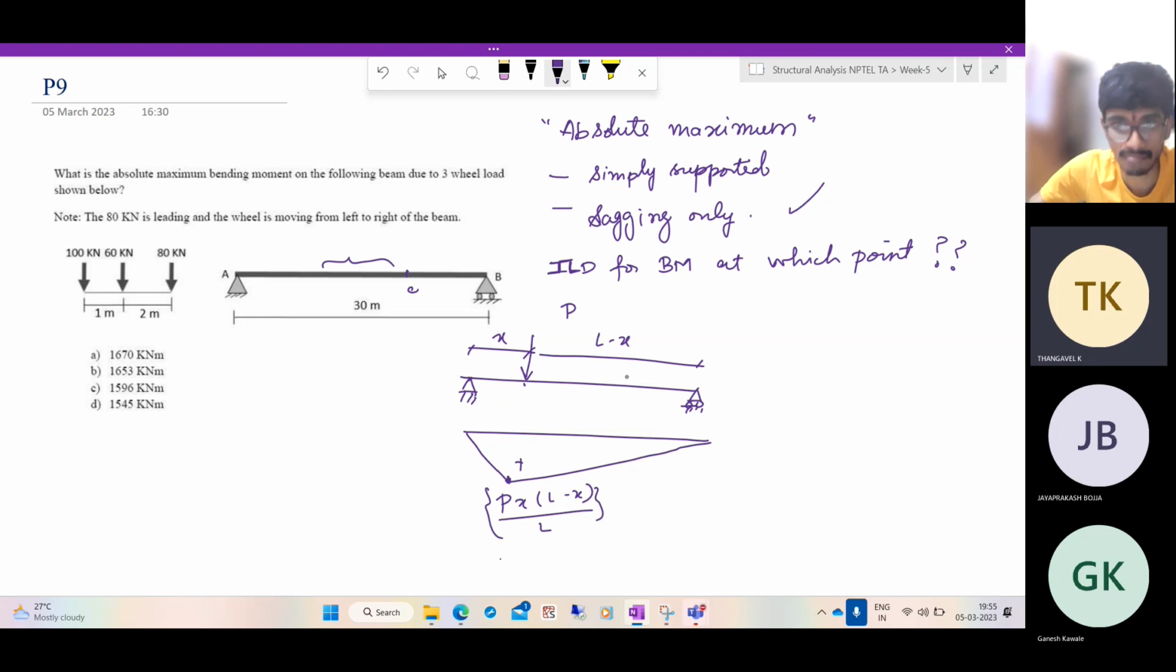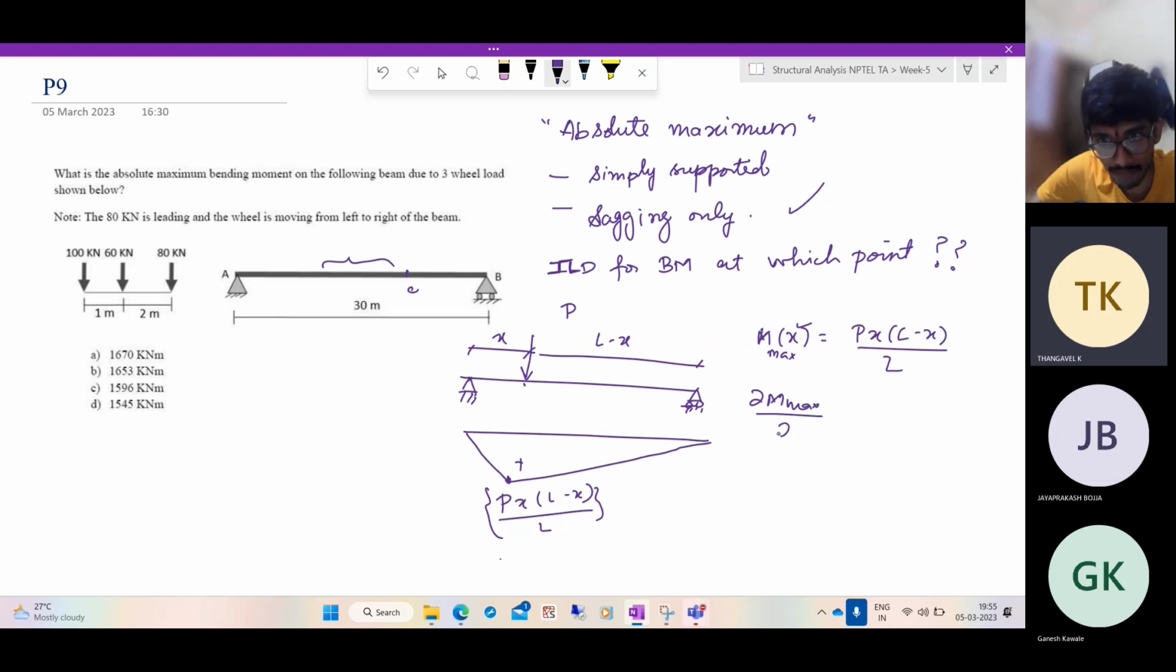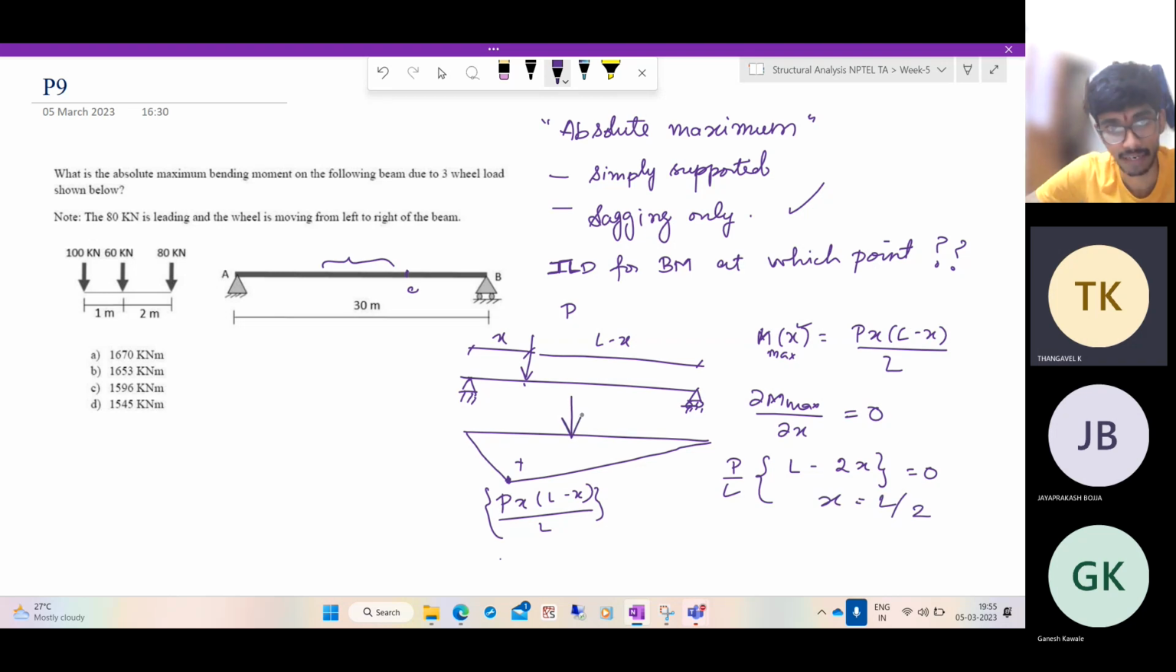Now this is the maximum bending moment diagram for a unit load placed at a distance x. Now let us try when this maximum occurs. So M max of x is Px into L minus x by L. This is the maximum, okay? Now when does it become the maximum as a function of x? dM max by dx equal to 0, which means you'll get P by L into L minus 2x equal to 0. So this will occur when x equal to L by 2, which means the load has to be placed at the middle for maximum bending moment. So now this is also supported mathematically.